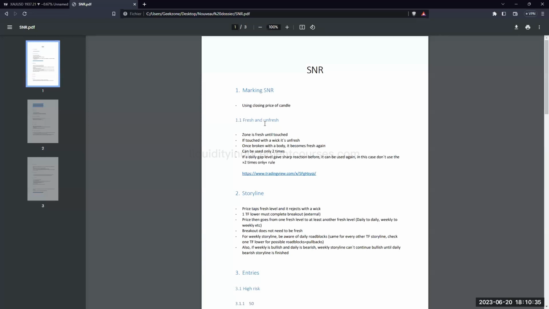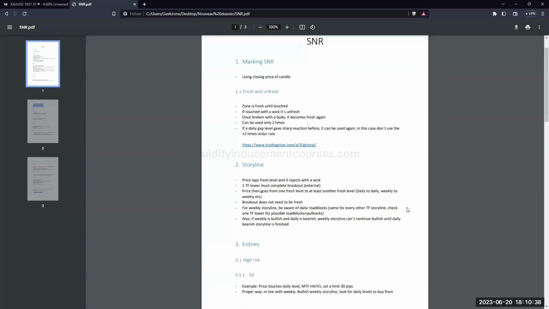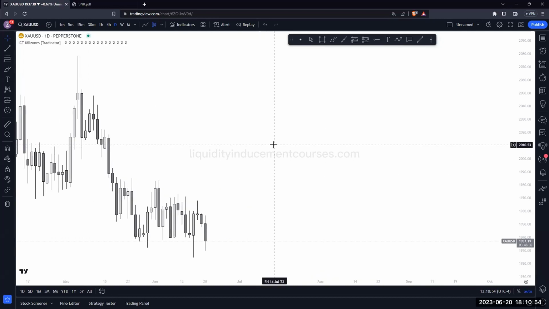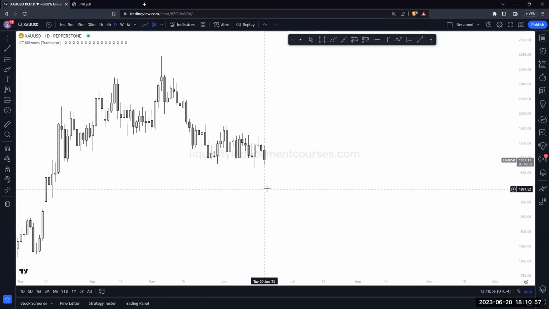Okay. I'm gonna proceed until Anu just types his question. So after you guys know how to identify the level if it's fresh or unfresh, the next thing, which is very, very important, it's called storyline. Storyline is basically the direction of the market overall. And the direction is for the higher time frame. It's not the direction of the M15 or the 1 hour. It's the direction of the daily and higher. So the most important one is the daily direction.